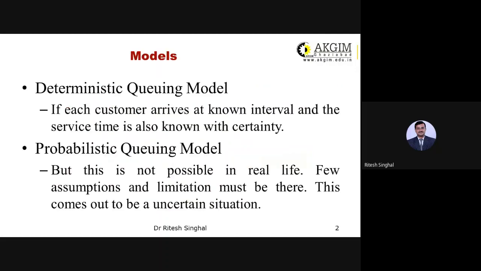In the previous video, we discussed there are two types of models. One model is deterministic and another model is the probabilistic model. The deterministic model is basically the model where the arrival and departure of people from the system is generally fixed. So that is called the deterministic model.